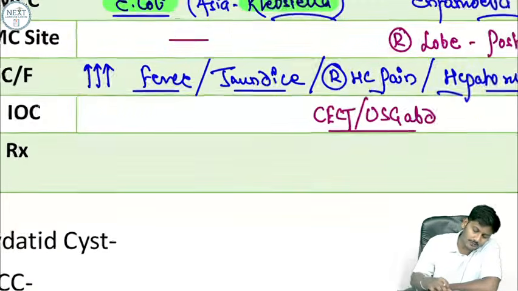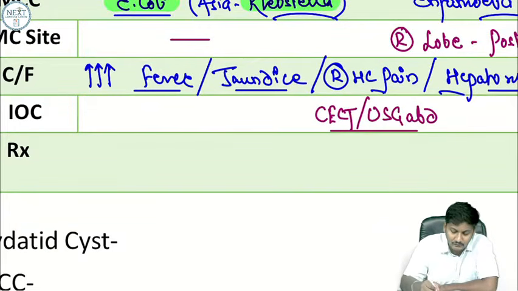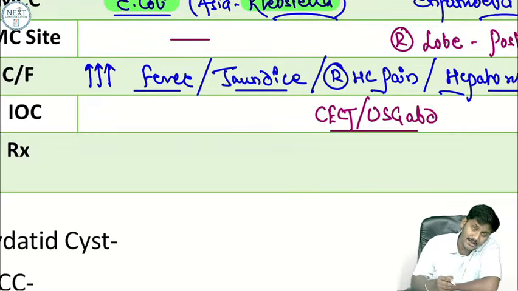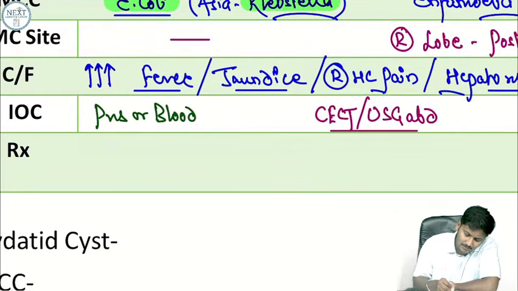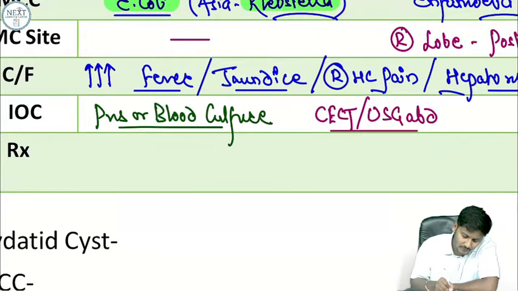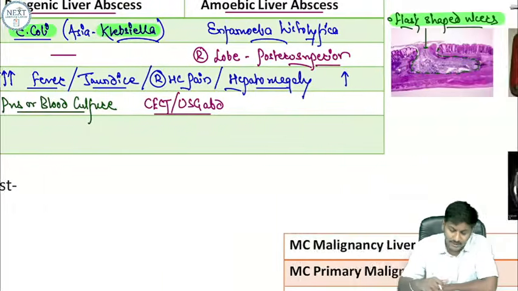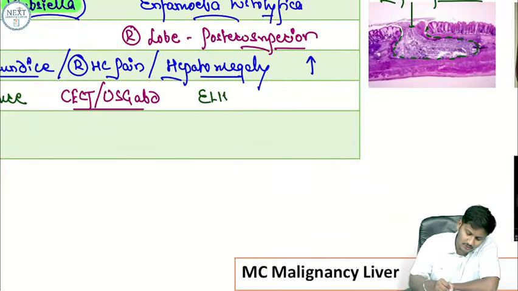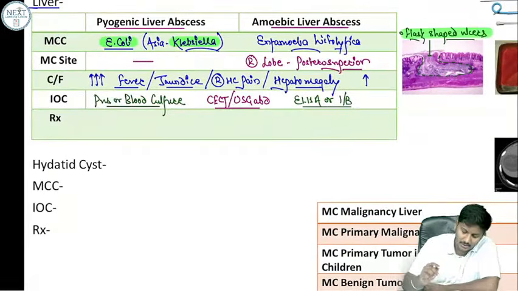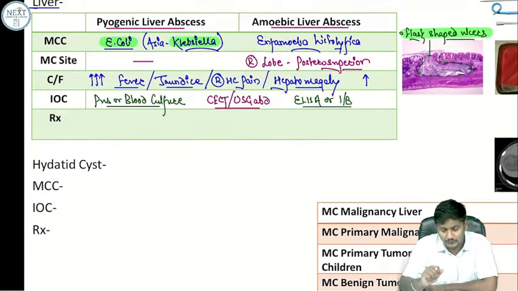Clear? So for pyogenic liver abscess, as it is a bacterial infection, the investigation of choice has to be nothing else but pus or blood culture. Pus culture or blood culture is the best investigation to confirm the diagnosis in patients of pyogenic liver abscess. Whereas amoebas cannot be cultured, and here the investigation of choice is an ELISA or immunoblot. So serology can be done, that is an ELISA or an immunoblot. That is the investigation of choice in a case of amoebic liver abscess. That is important. Hopefully clear to all of you now.